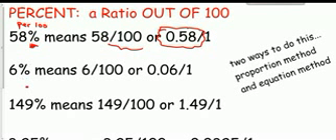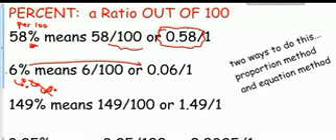6%, make sure you don't make the mistake of writing 0.6. This is not the same thing. 0.6 is 6/10 or 60%. To get 6%, we want 6 hundredths, and that would look like this, 0.06.